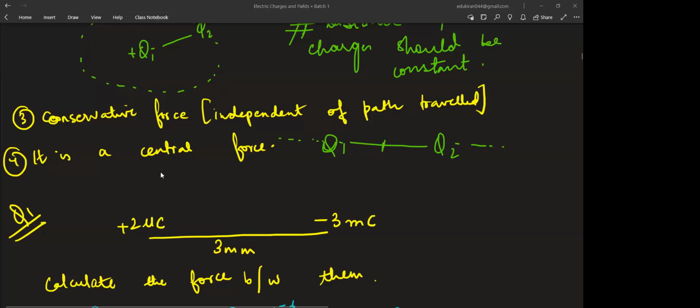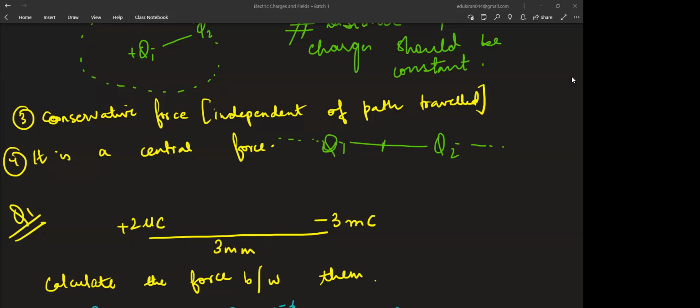See the two charges which are present. One we have 2 microcoulomb, the second one we have minus 3 millicoulombs. Now what we have seen is that we take the magnitude of the charge. So the first one, since this is plus 2 microcoulomb, we'll just take 2 microcoulomb. The plus sign would be ignored here. Similarly, this is minus 3 millicoulomb, so the minus sign would be ignored here. So this is just 3 millicoulomb.